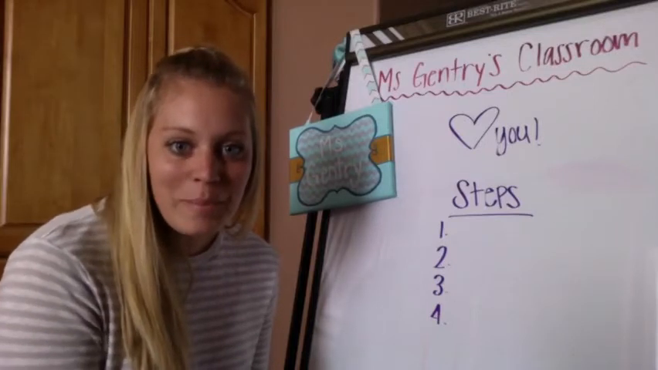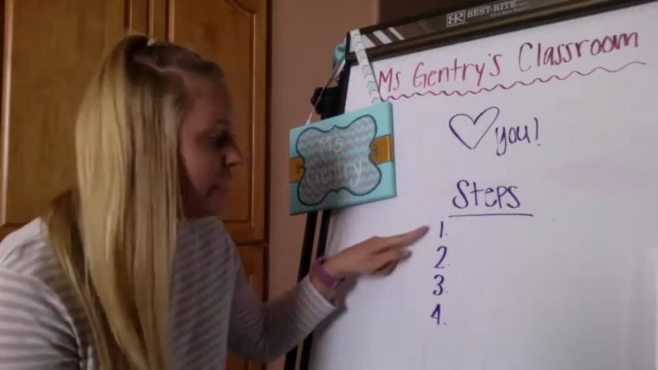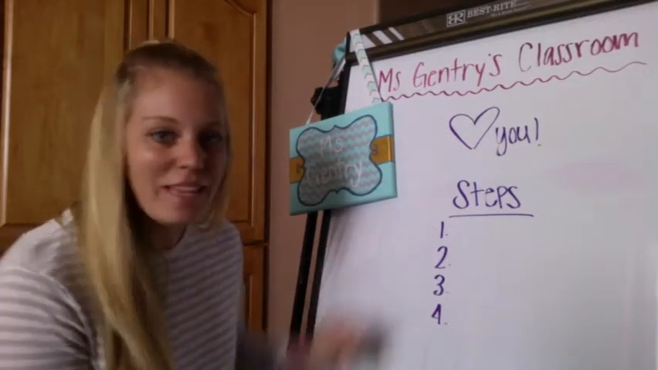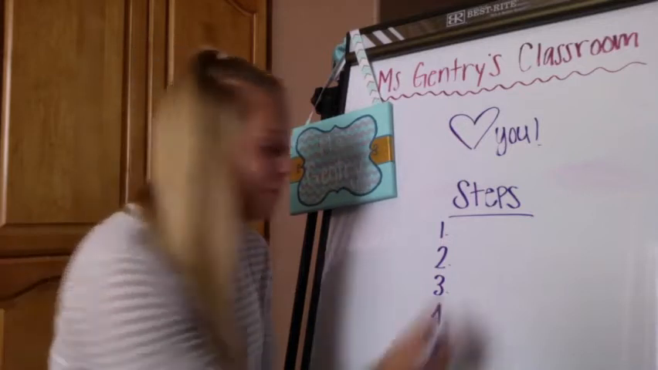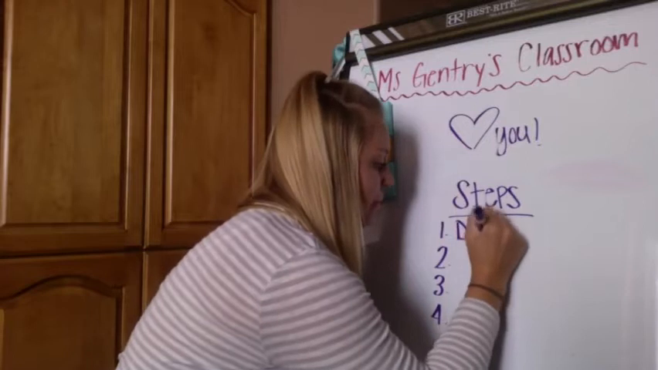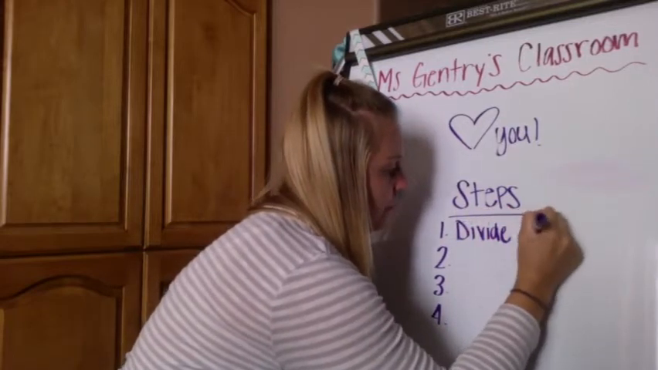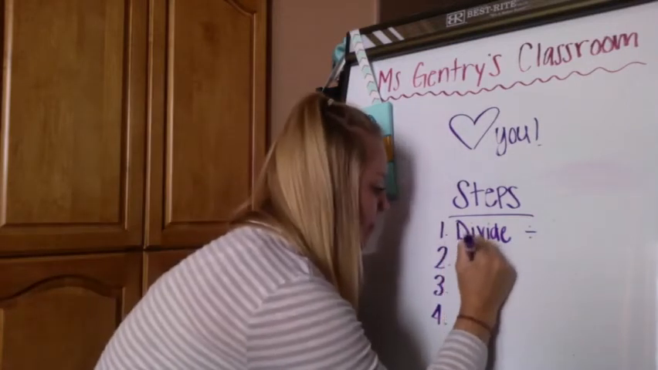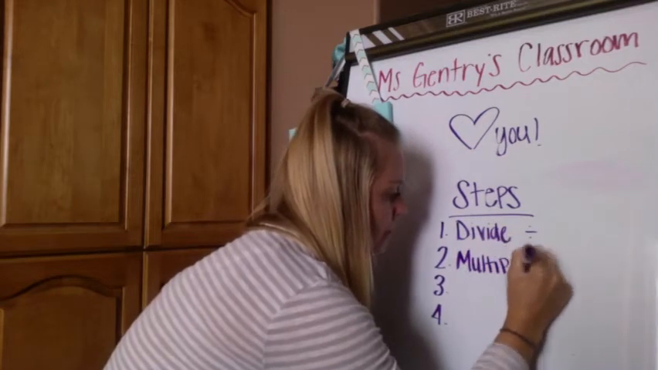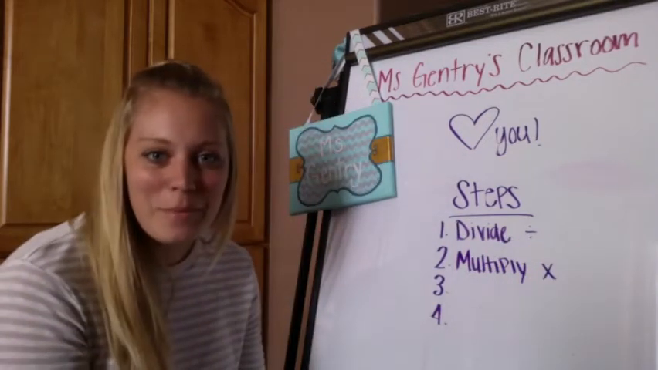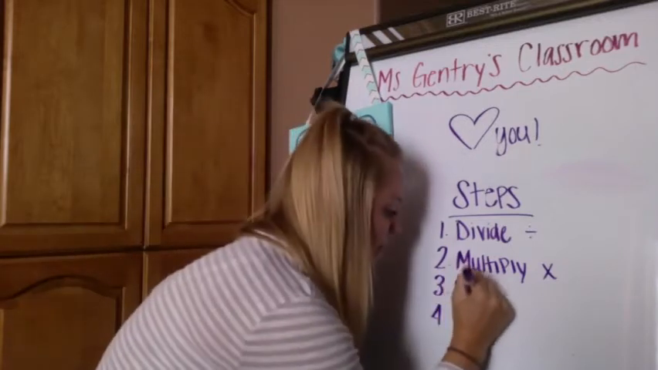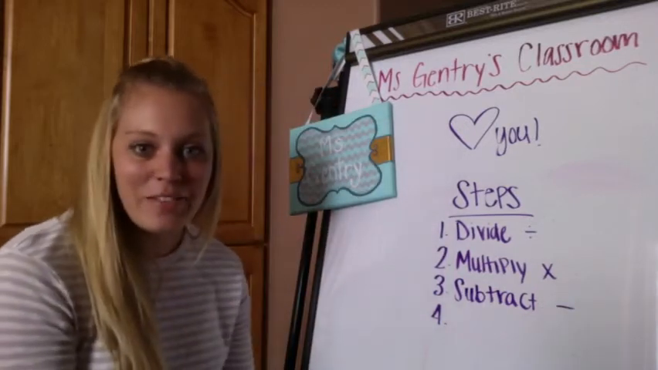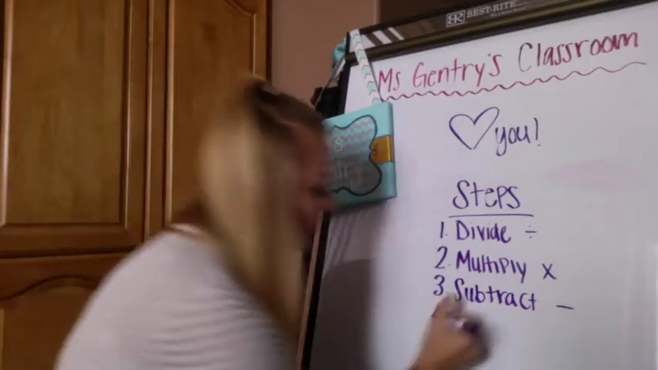All right, so let's get into the steps of solving a long division problem. With these steps, you start at 1, you move down to 4. When you get to 4, you go back up to 1 and continue. So the first step in solving a long division problem is to divide. After you divide, you're going to multiply. Step number 3 is to subtract. After you subtract, the final step is to bring down.